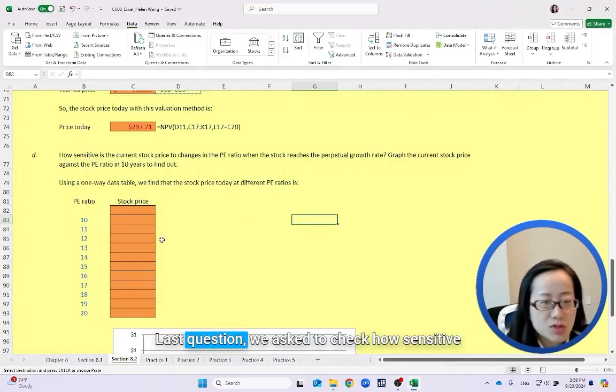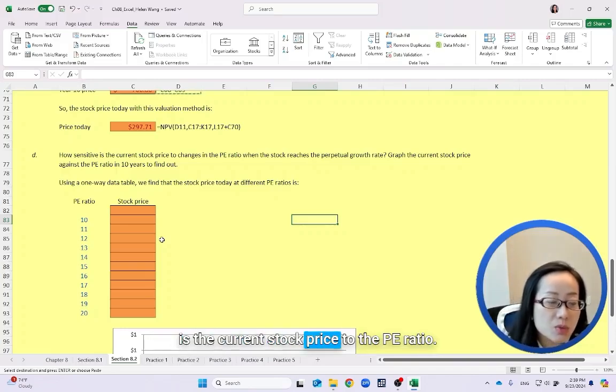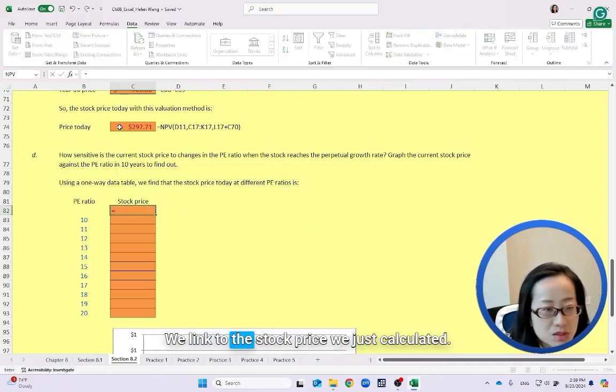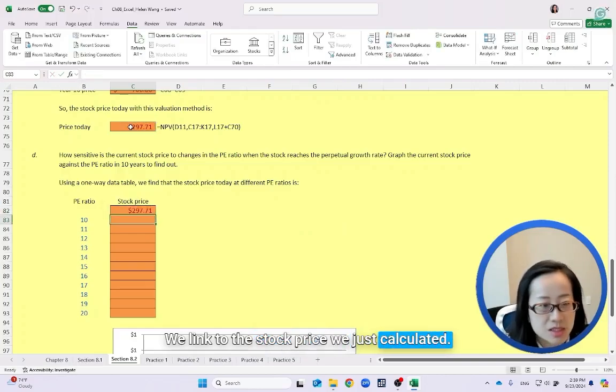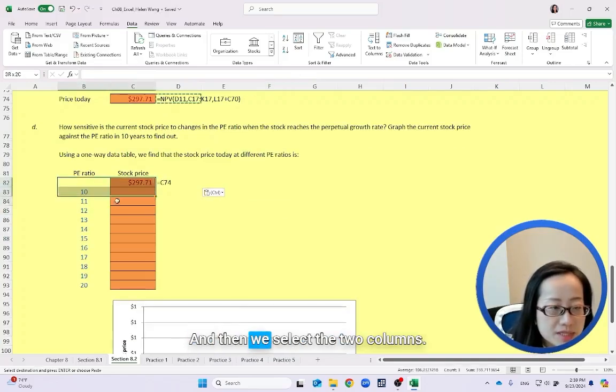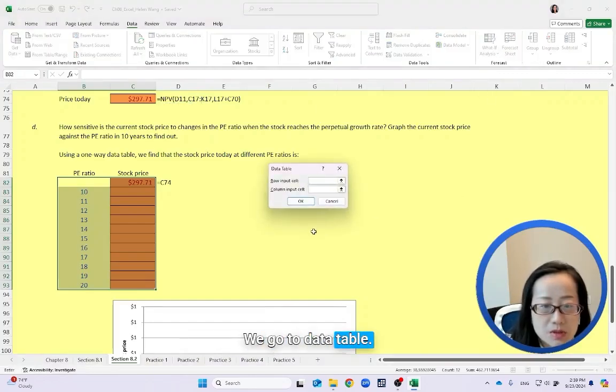Last question, we are asked to check how sensitive the current stock price is to the PE ratio. We can also apply the data table function here. We link to the stock price we just calculated. It's the formula 74. And then we select the two columns. We go to data table.